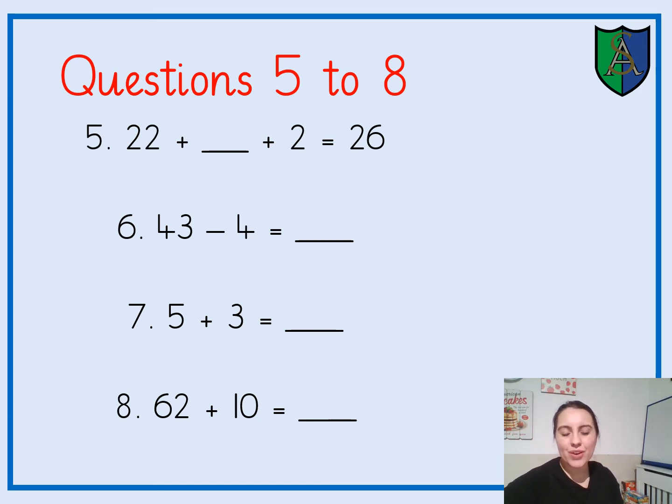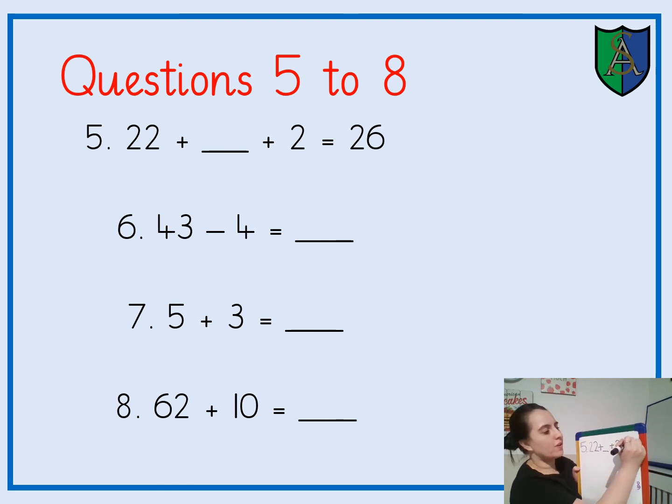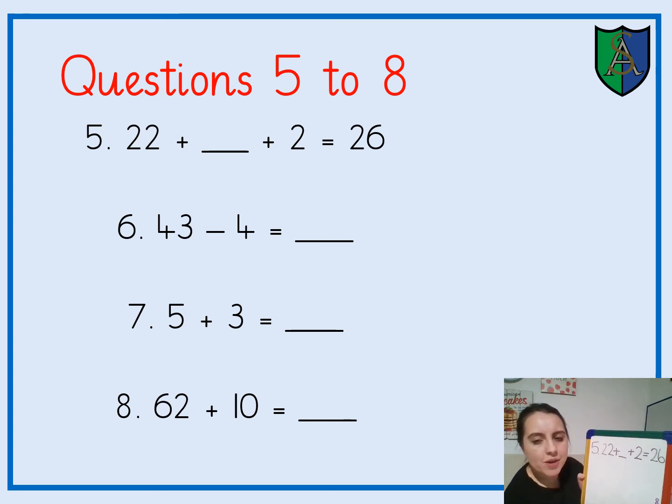Okay then, let's look at our next set of questions now. So we are now up to question number 5. Okay, question number 5 looks like this. We've got 22, add something, add 2 equals 26. So again, here, what I'm going to do is I'm going to use the inverse operation of addition. I'm going to use subtraction to help me find my answer, okay?